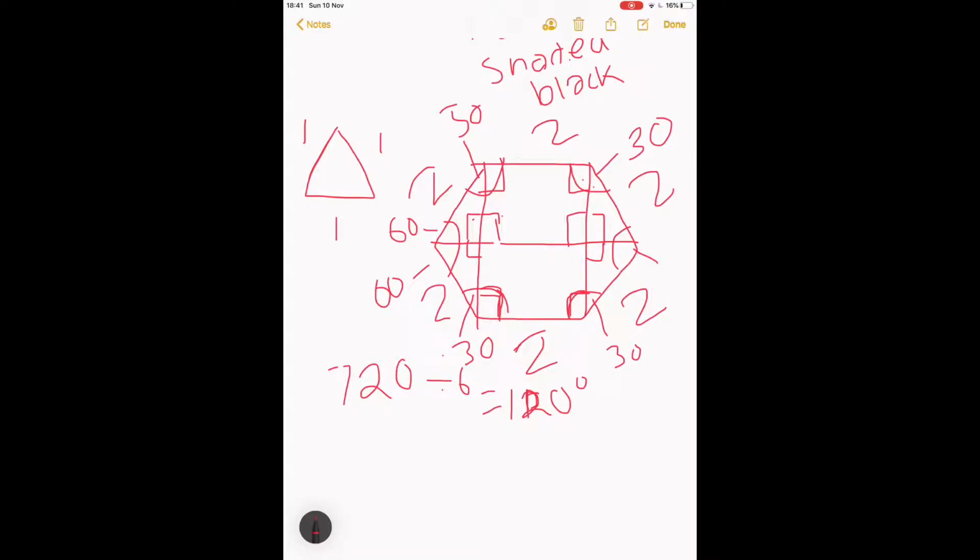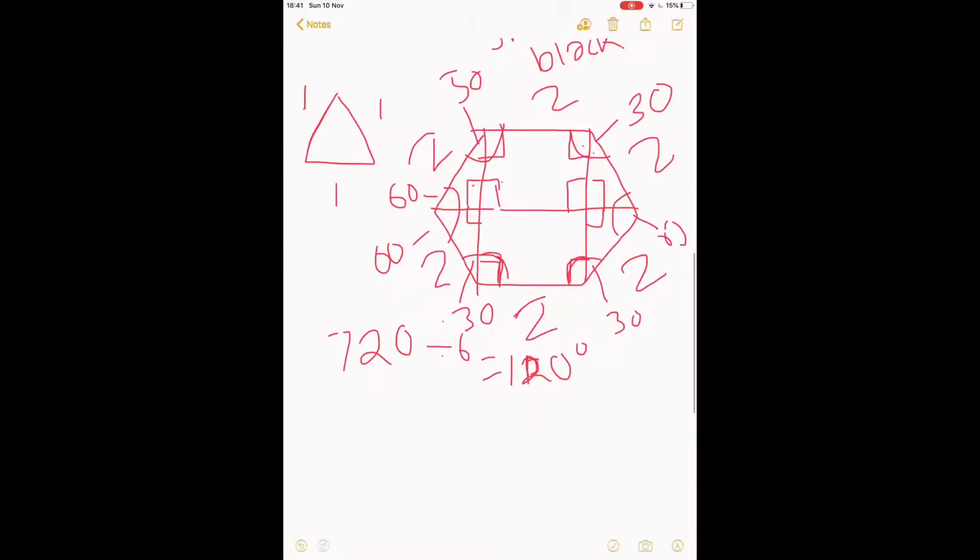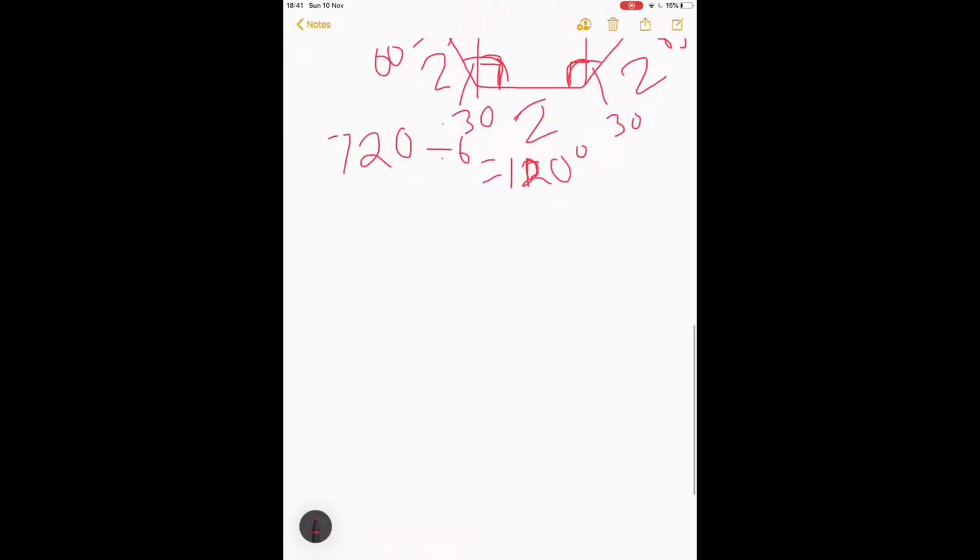Yeah, so that's 60. We've got 60 now. So now we can use our sine cos tan rule to find the height of our triangle. So we can use sine. We can use the sine rule, which is basically sine x equals opposite over hypotenuse.